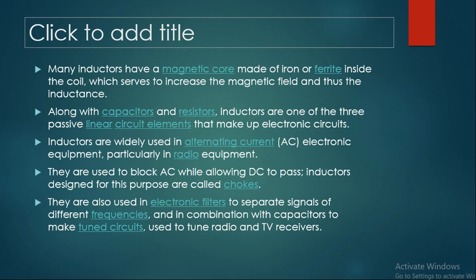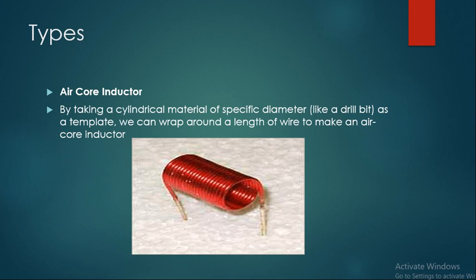Now let's start with the types of inductors. The very first type is the air core inductor. This is an example of an air core inductor, shown in the image. By taking a cylindrical material of a specific diameter as a template, we can wrap a length of wire around it to make an air core inductor.